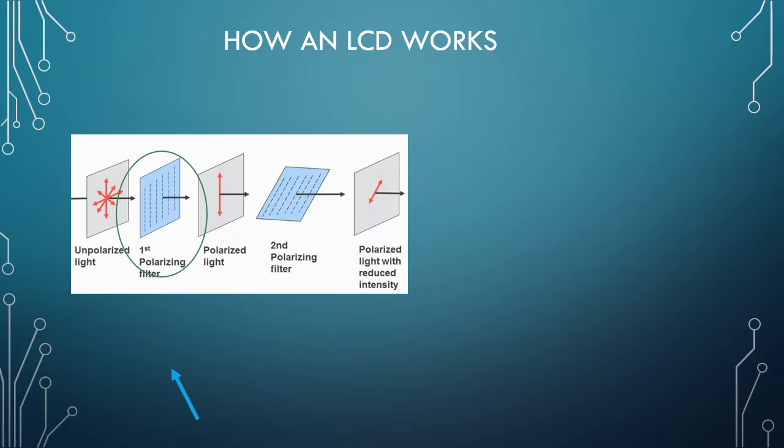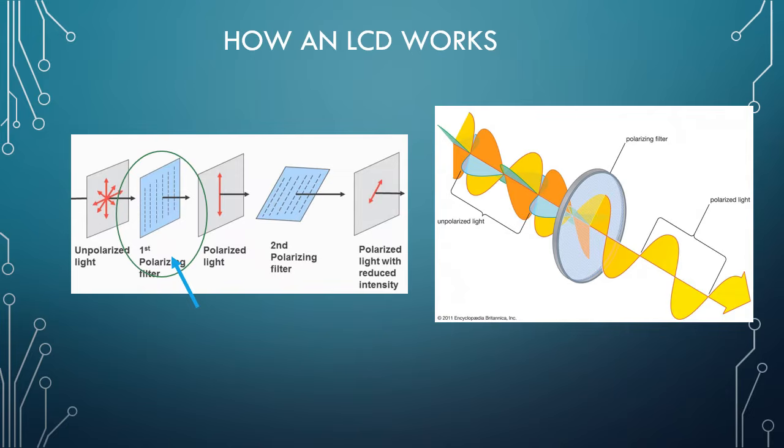Step 2. Liquid crystal behavior. In the off state, the liquid crystals are twisted, rotating the light's polarization so it can pass through both filters, creating a bright pixel. In the on state, voltage is applied, the crystals align straight and light is blocked, creating a dark pixel. Visual: interactive comparison of on versus off states with polarizers and light path.